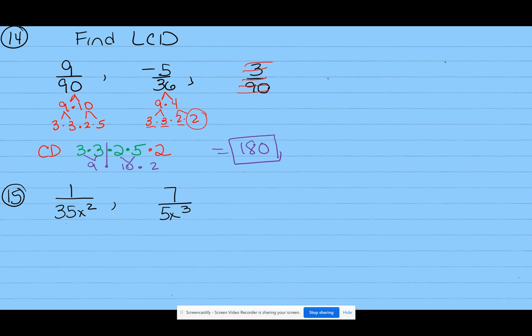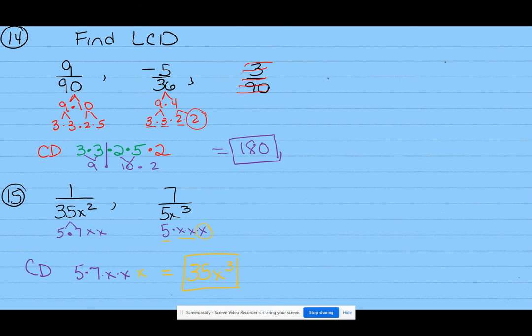Let's do it with the 35x squared. So 35 is 5 times 7, and then x times x. And this is 5 and 3 boxes of x. So my common denominator, take all of the first one, and then go to the second one and say, well, what else do I need? Well, I have the 5, so I don't need to add that to my list. I have 2 x's, but I need another x. So now my common denominator is going to be 35x to the third. That's just the common denominator for 15.